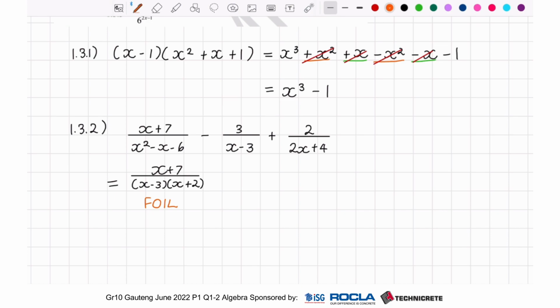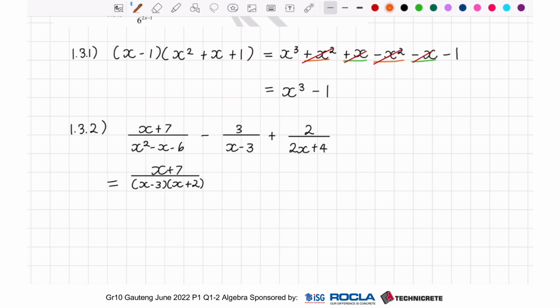So I'll multiply these first two together, I get x squared. Then I multiply the outer ones together, I have plus 2x. And then for the inner ones, I'm going to have minus 3x, and plus 2x minus 3x is minus x. And then for the last ones, I multiply them together and I get minus 6. So I know I factorized correctly.